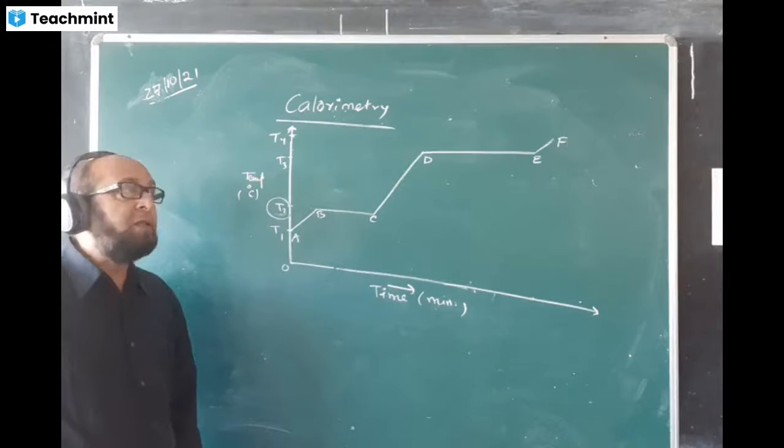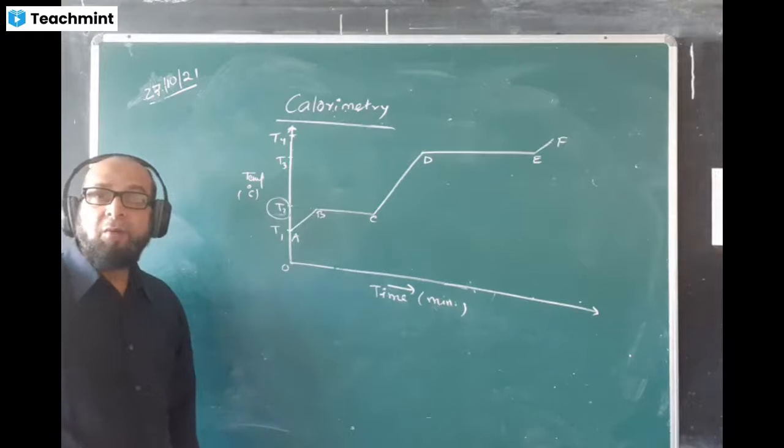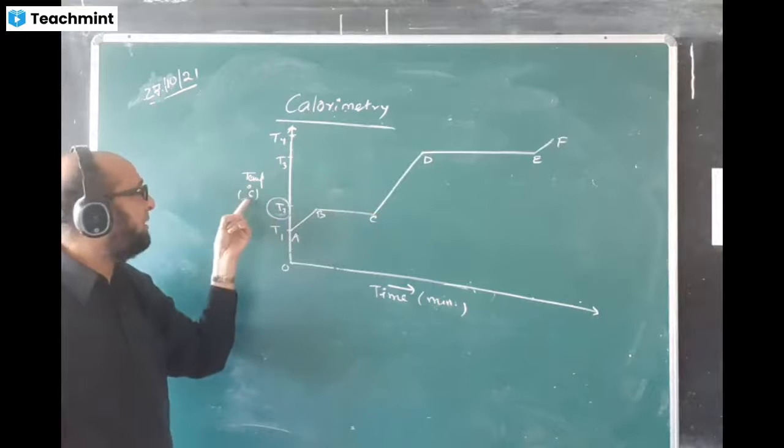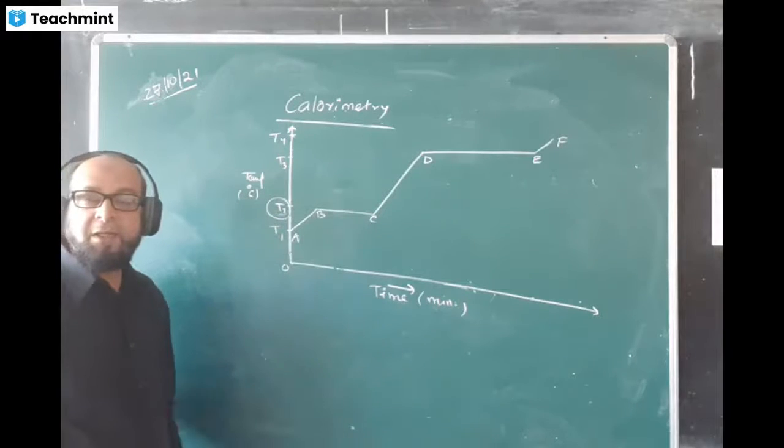Now the question says, what is the boiling point of the liquid? T3, because it is in front of T3. T3 degrees Celsius. This unit also you have to read, T3 degrees Celsius.